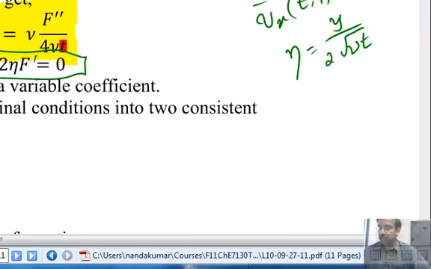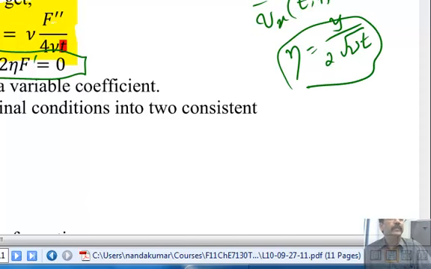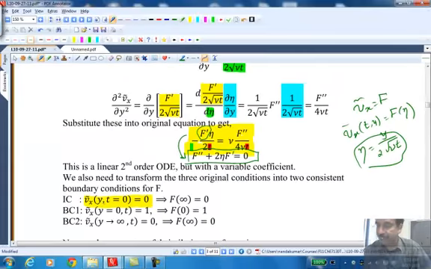So we look at the initial condition, which says that Vx for all y at t equal to 0 is 0. What does that give you? So first thing that you need to do is, okay, if eta is given by this, what is eta when t equal to 0? For any y? Infinity, right? So you just substitute t equal to 0 in here. So you have y divided by 0, which is infinity, right? So when t equal to 0, eta is equal to infinity. And that's what you get here.